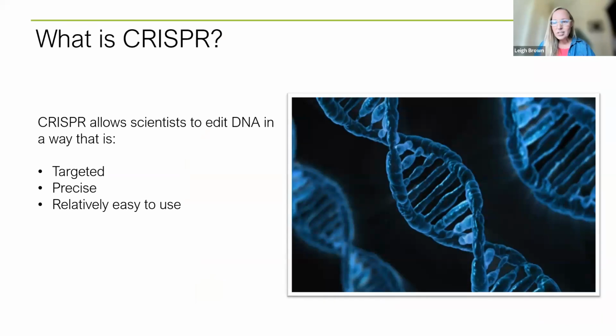But the big picture is CRISPR is a way that we can edit genes in a way that's really targeted. So we can hone in on exactly what we want to change, and very precise, so without a lot of off-target effects, and relatively easy to use. So this is a lab that students can do in a classroom, maybe not with humans, but with bacteria, so they can see how that whole system works.